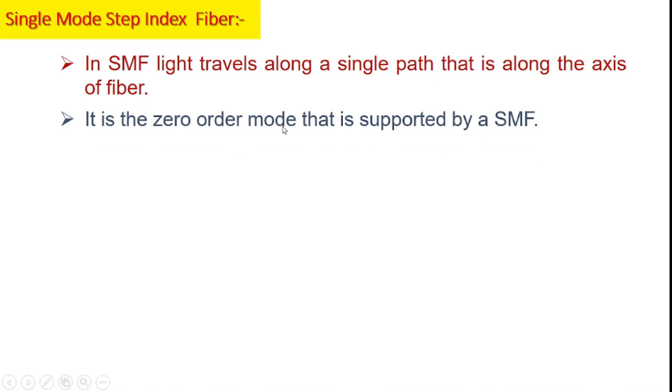It is the zero order mode that is supported by single mode fiber. That means in single mode fiber, light rays propagate in the direction of the axis of the optical fiber, and we call it the zero order mode.